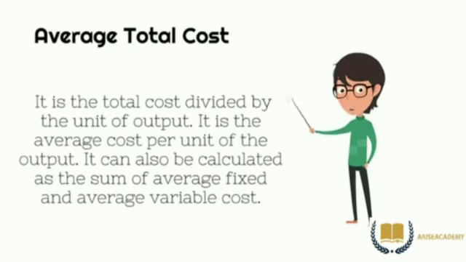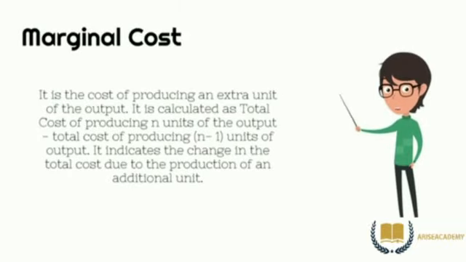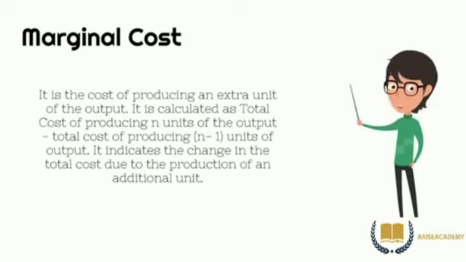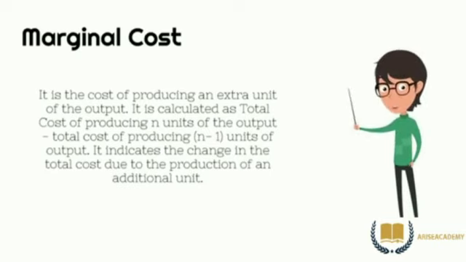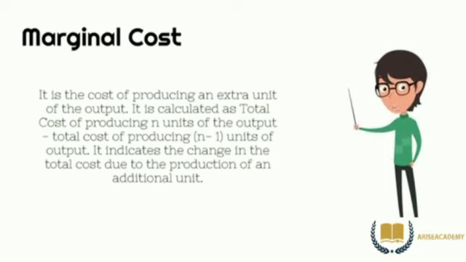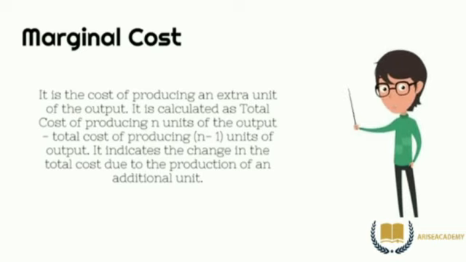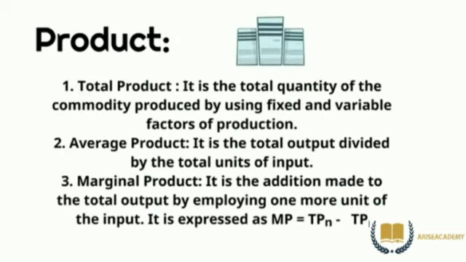Average total cost is the total cost divided by the units of output. It is the average cost per unit of the output. It can also be calculated as the sum of average fixed and average variable cost. Marginal cost is the cost of producing an extra unit of the output. It is calculated as total cost of producing n units of output minus total cost of producing n-1 units of output. It indicates the change in the total cost due to the production of an additional unit.